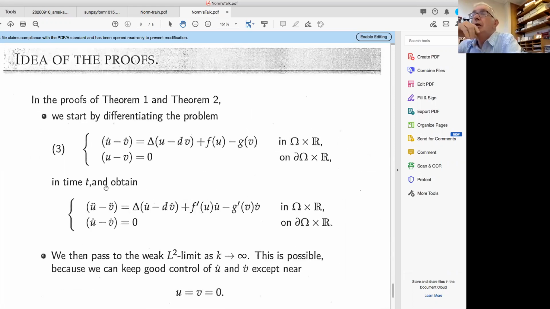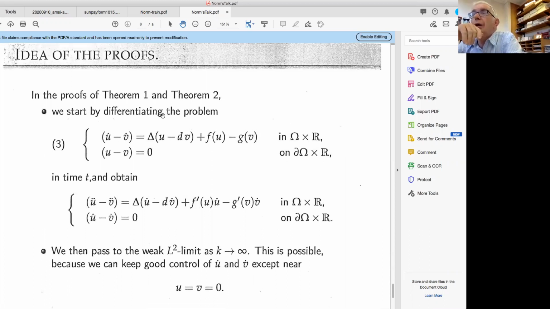Remember, in both the proof of theorem 1 and theorem 2, if we subtract the two equations, the k terms vanish and you get this set of equations where u dot minus v dot is Laplacian u minus dv plus f of u minus g of v. And then if you differentiate in time again, we get this set of equations. This is rather trivial mathematics, where u double dot means the second partial derivative in time. So it's just a simple calculation. And you also get the boundary conditions as well.